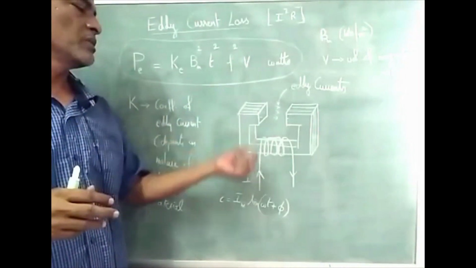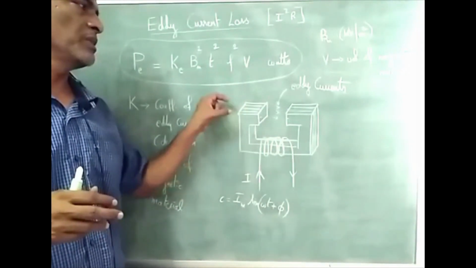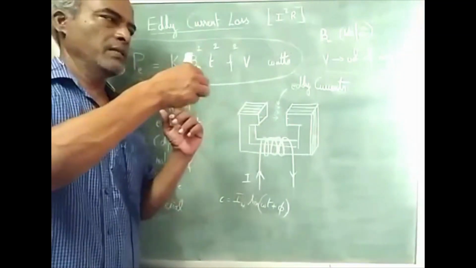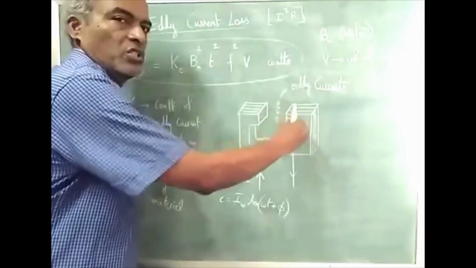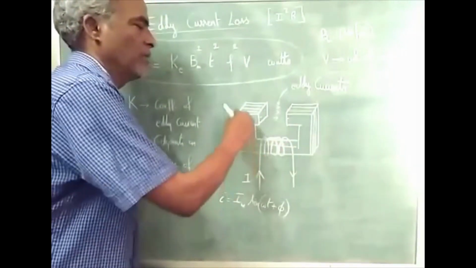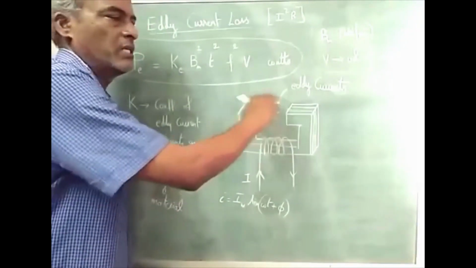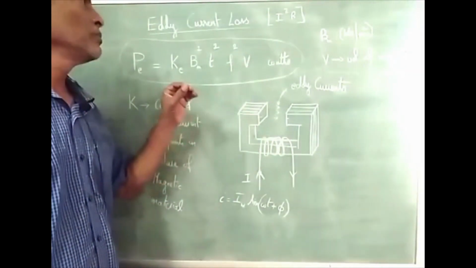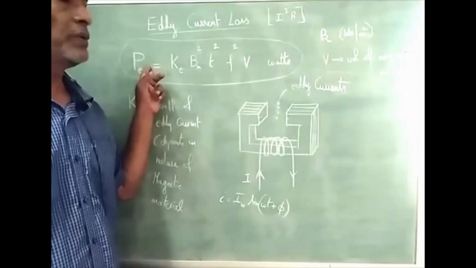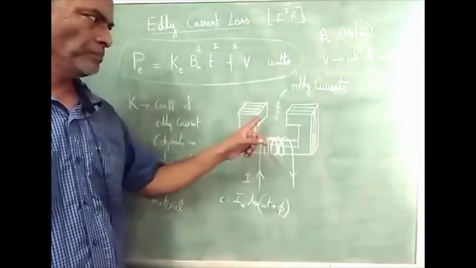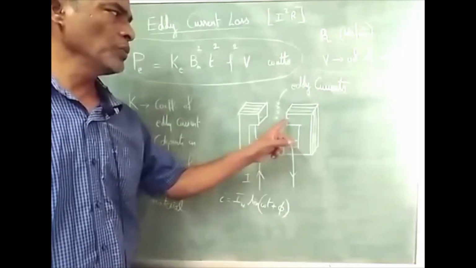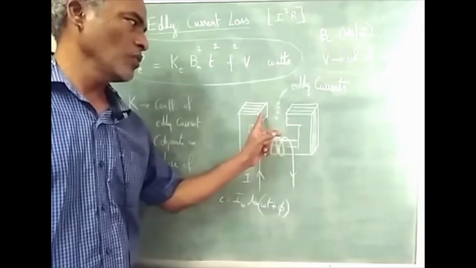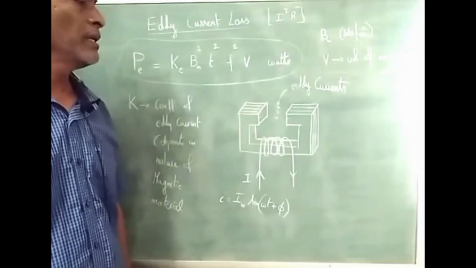Then we talk about frequency, which I told you. Then the volume. Volume means the dimensions of the core. Assume it is purely solid, so the length, breadth and height give the volume. If that volume is very low, then the power dissipation is also very low. Now, in between these two, you have an air gap. So the flux lines will go from here to here.